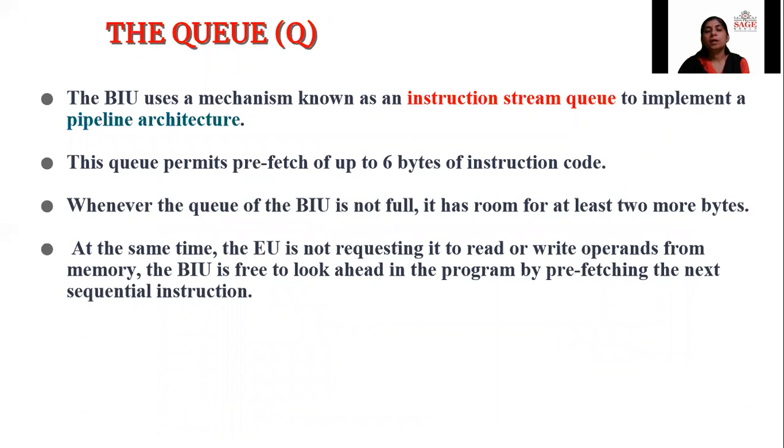The BIU uses a mechanism known as the instruction stream queue to improve the pipeline architecture, and this queue permits prefetching of up to 6 bytes of instruction code. Whenever the queue of the BIU is not full and has room for at least 2 more bytes, and at the same time the execution unit is not requesting it to read or write operands from memory, the BIU is free to look ahead in the program by prefetching the next sequential instructions. This is the main function of the queue.